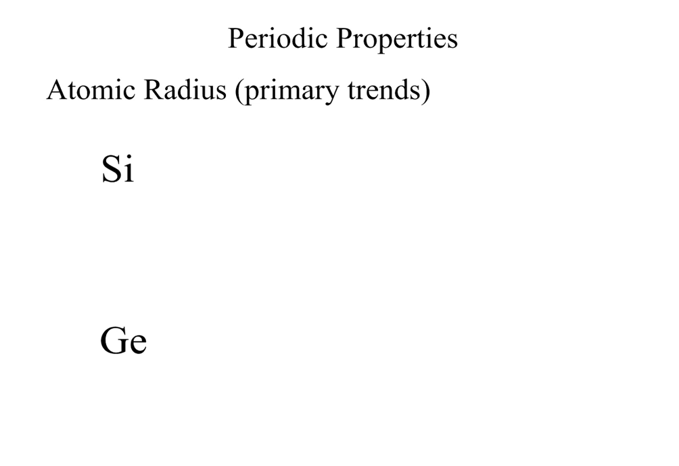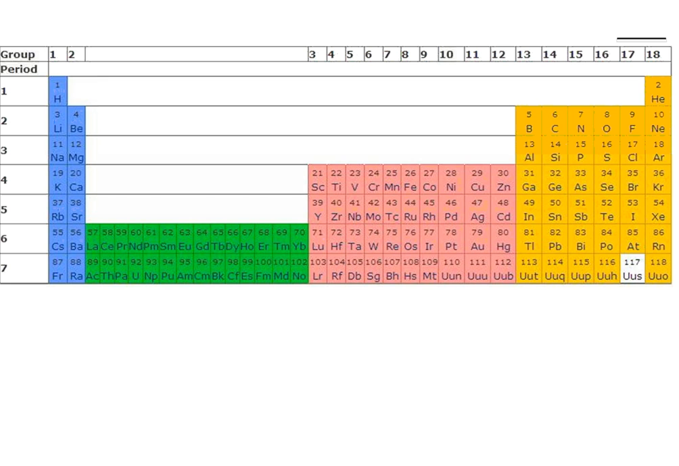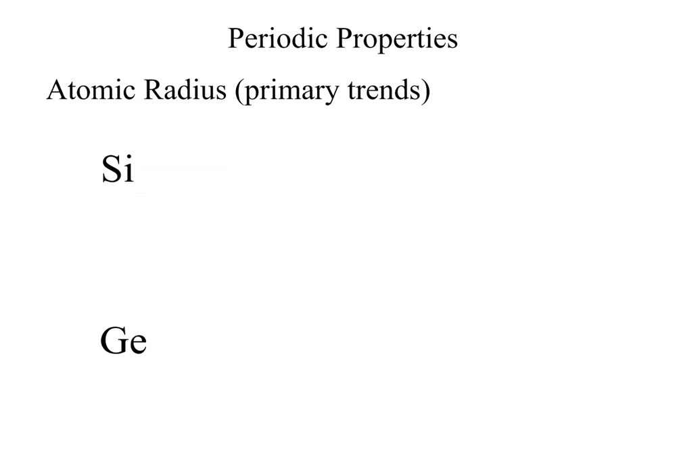So if we take, for instance, silicon and germanium, two elements that are in the same family on the periodic table, silicon being one row higher up than germanium. And in looking at the relative size of these, we might imagine that germanium, being lower down the periodic table, has more protons, more electrons, so we would imagine that that's a larger atom. So what we want to do, though, is just verify that.